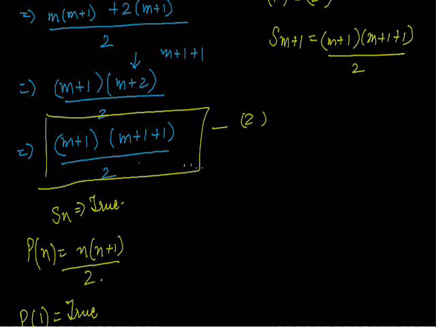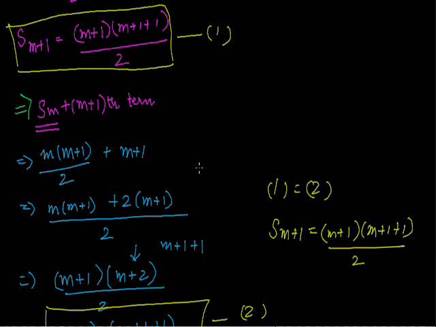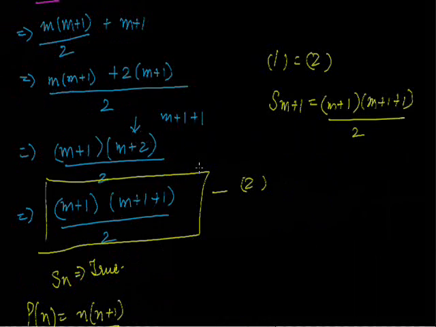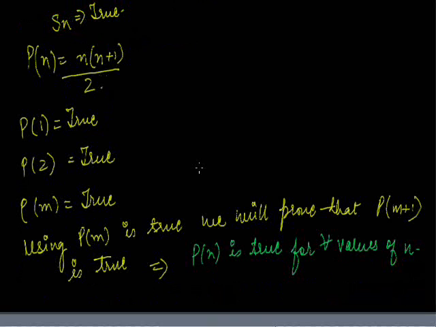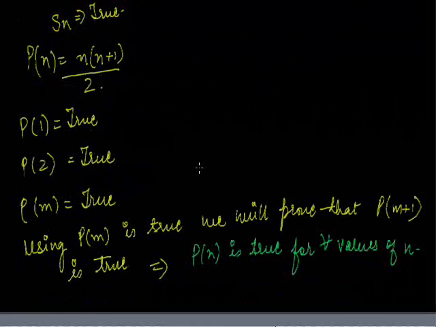Now you can see that equation 2 and equation 1 are exactly the same. This means that using Sm true, we have proved that S of m plus 1 is true. And if it is true for S of m plus 1, it will be true for any natural number n. If Pn is equal to n into n plus 1 by 2, we prove initially P1 is true, P2 is true, Pm is true, and using Pm is true, we prove that P of m plus 1 is true, and after that we conclude that Pn is true for all values of n.